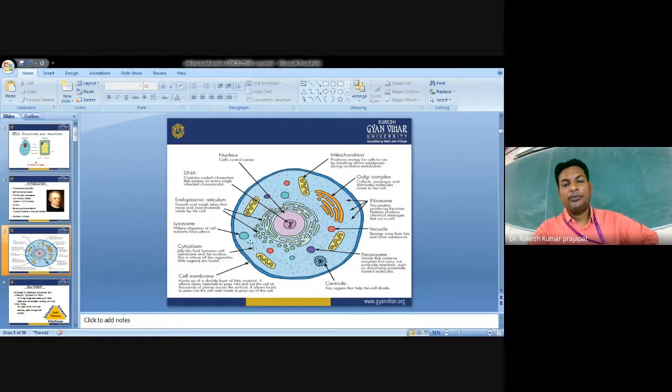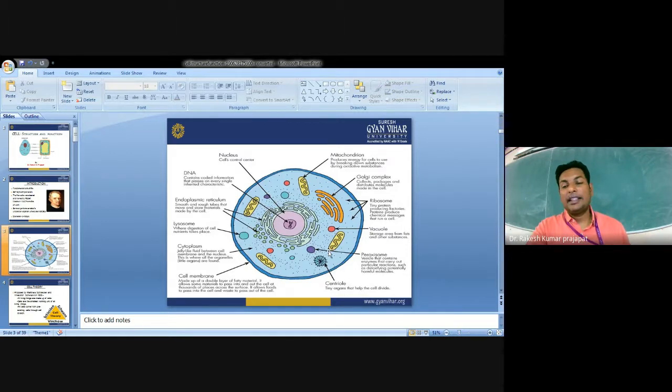Now you can see some other cell organelles are present: lysosomes, endoplasmic reticulum, mitochondria, Golgi body or Golgi complex, ribosome, vacuole, peroxisome, centrioles. Centrioles are tiny, very small organelles that help during cell division. They divide during the cell division and help in it.